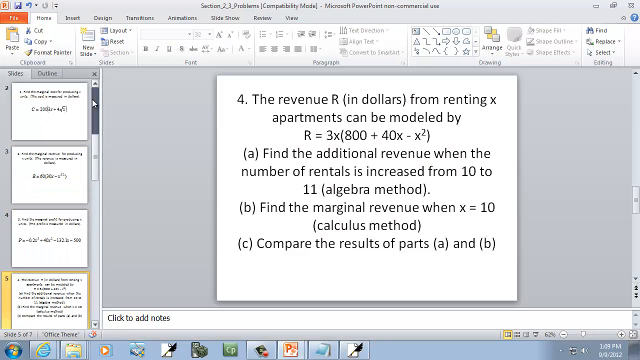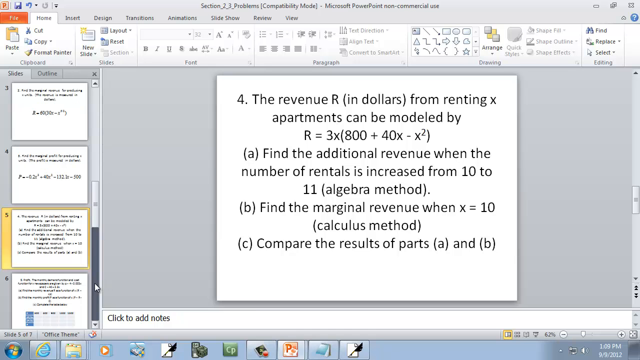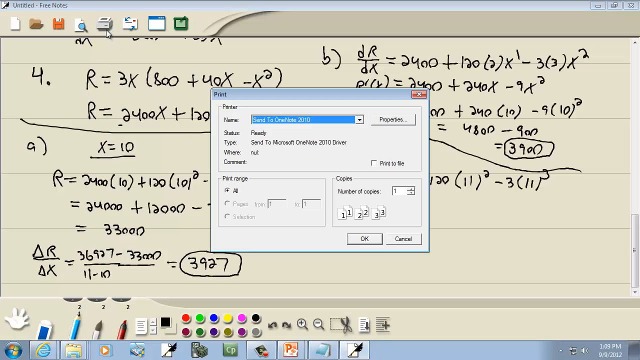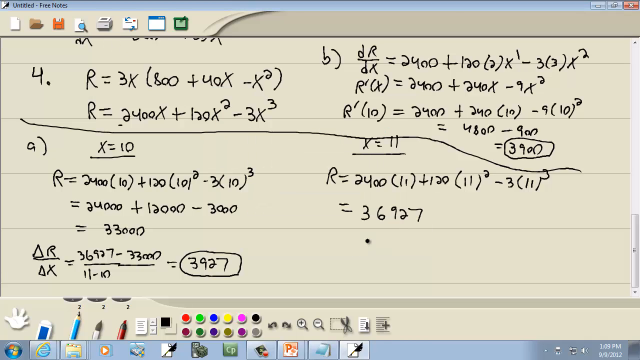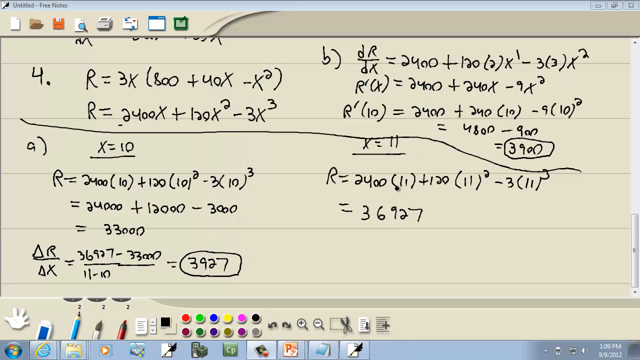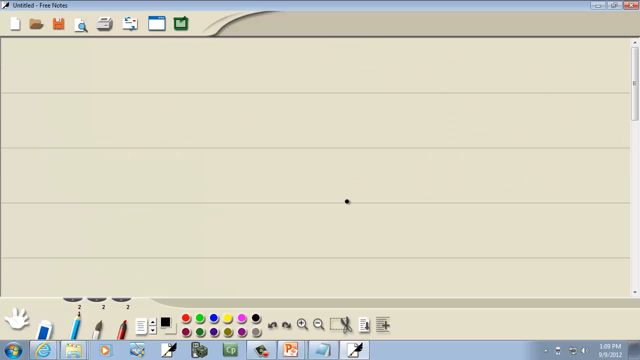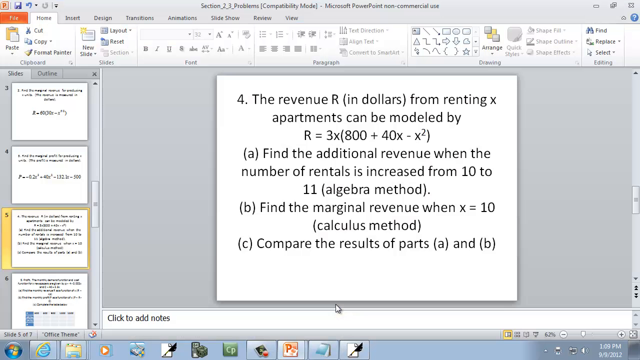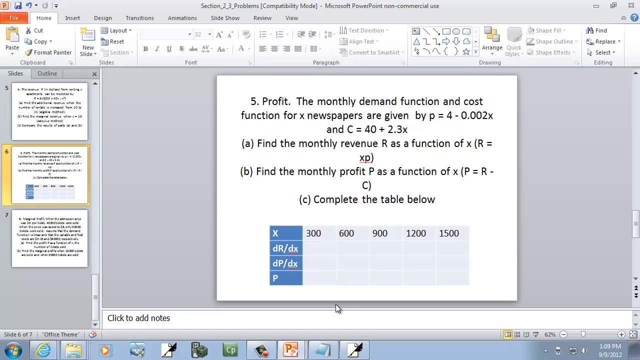What's this called? Rates of change, marginals. BC rates of change and marginals. Page 01.pdf. There we go. And let's look at the next problem. Grab a drink here.